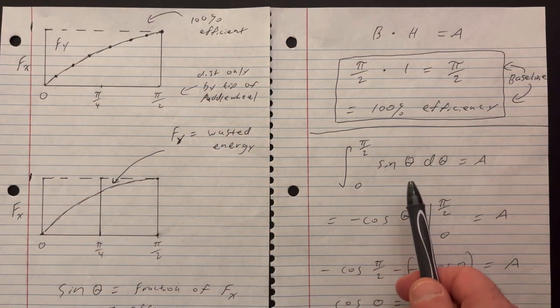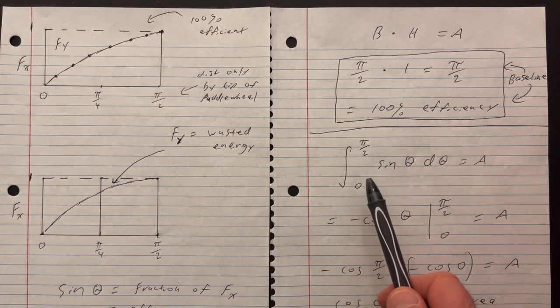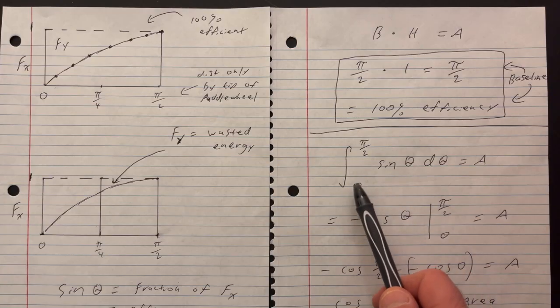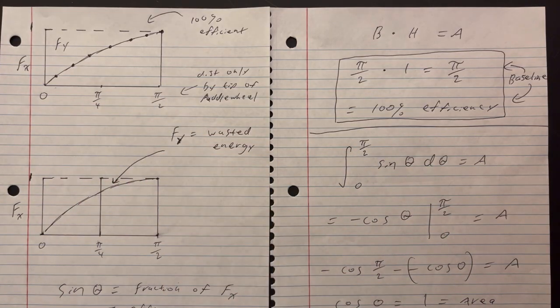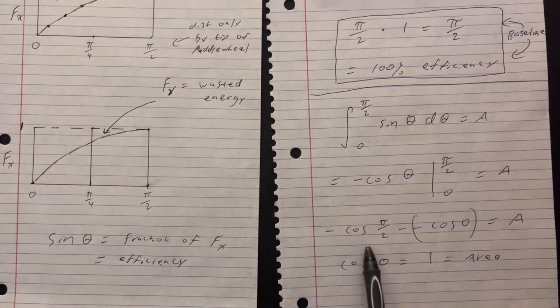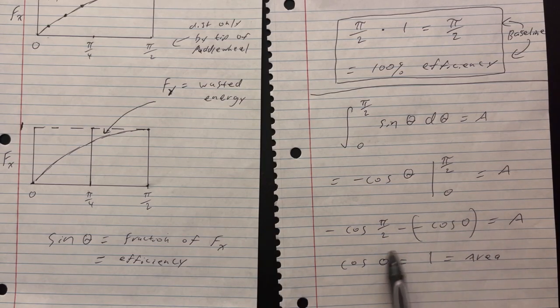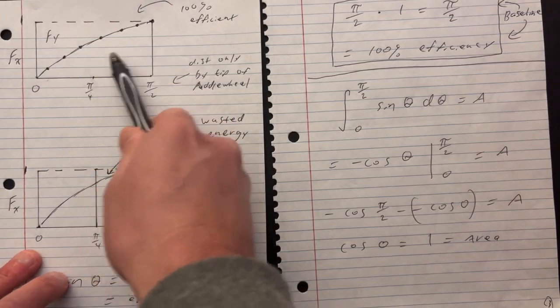To get the area under the curve for the sine wave right here, you just take the integral of sine theta d theta evaluated from 0 to pi over 2 right there. Integral of sine theta equals negative cos theta. Go ahead and plug in your numbers. We have negative cos pi over 2 minus negative cos 0, and that'll equal the area. Cos pi over 2 is 0, minus negative is positive. We just end up with cos 0, which equals 1. That is the area under the curve of the sine wave right here, just 1.